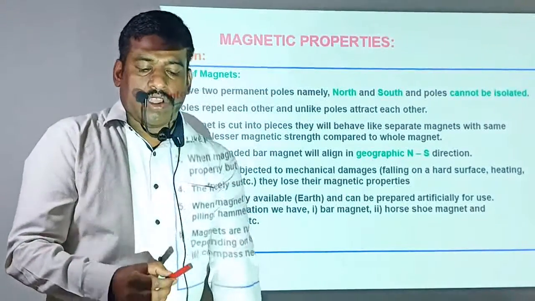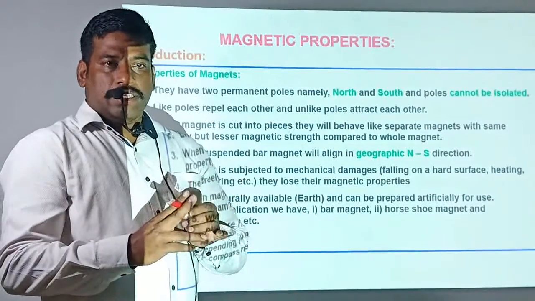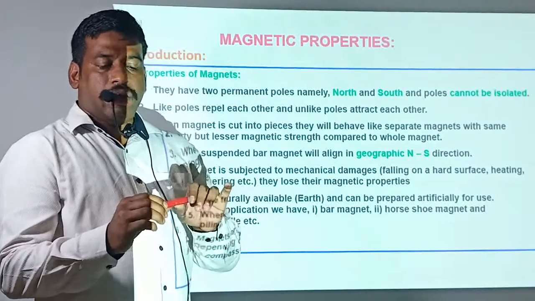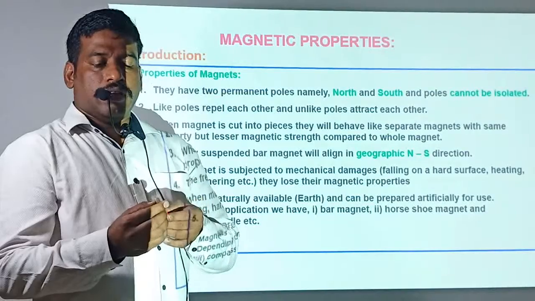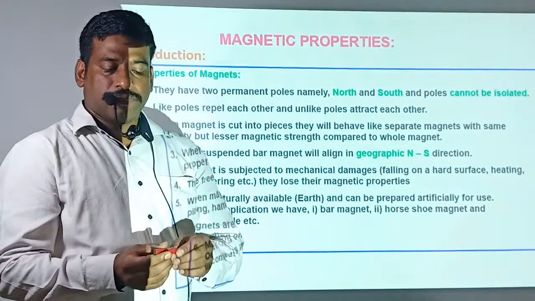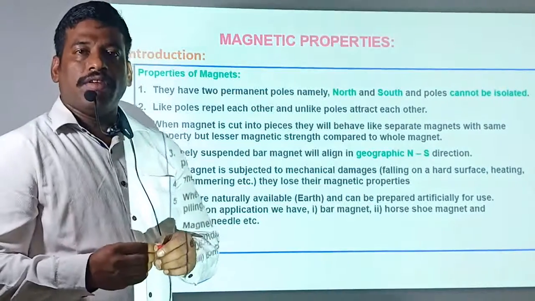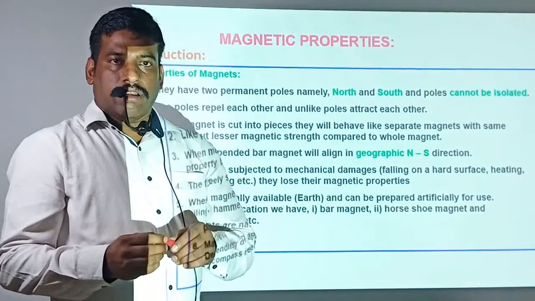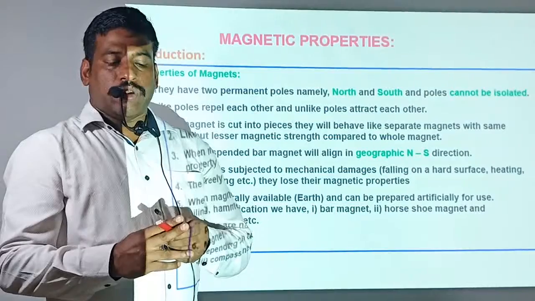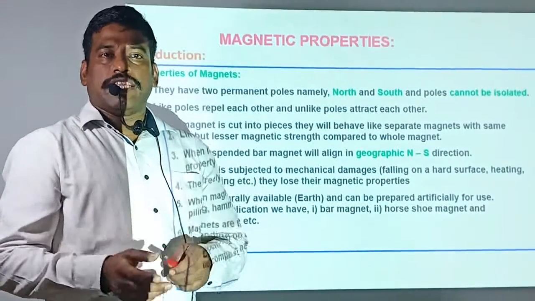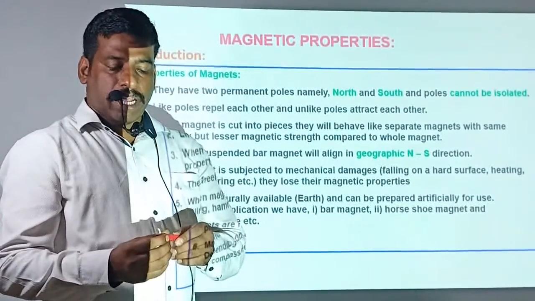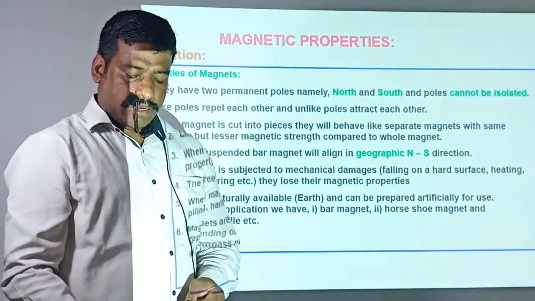If I cut this magnet into pieces, each piece will have its own characteristics. They behave like two separate magnets, but the magnetic strength will be reduced. If I cut it into exactly two halves, the magnetic strength will become half of the initial.